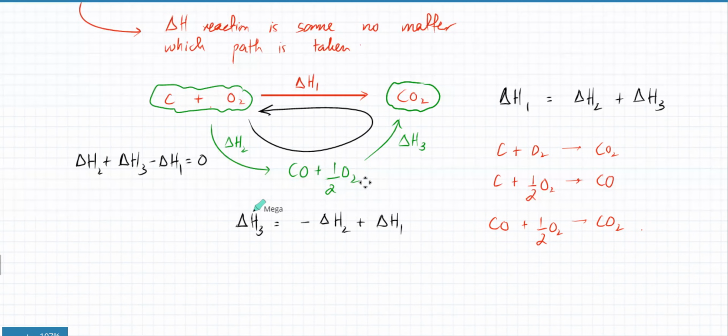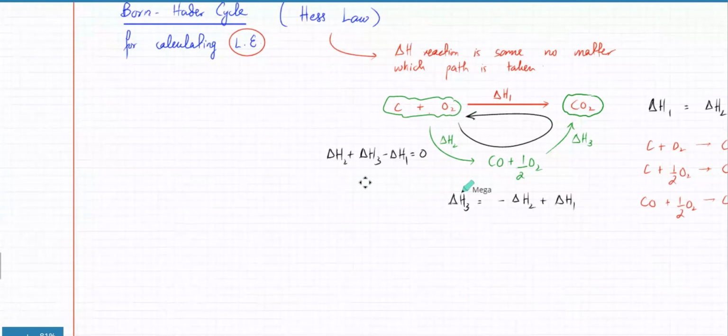Okay, so is this clear how to use the Hess cycle? Yes, sir. So the Born-Haber cycle is, okay, and remember it's only ionic compounds. So Born-Haber cycle is, let's do it for MgCl2.